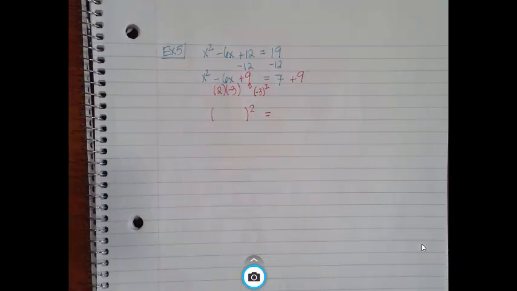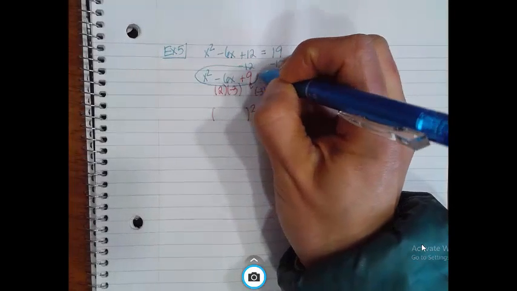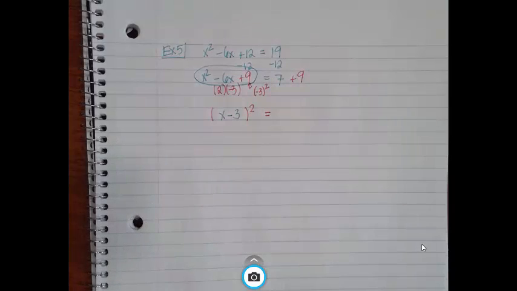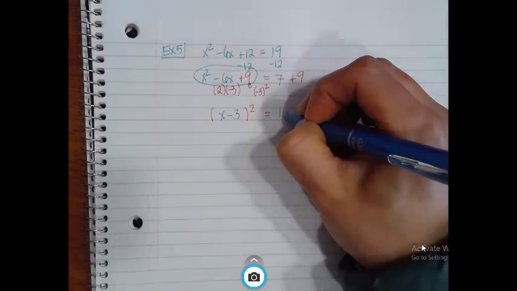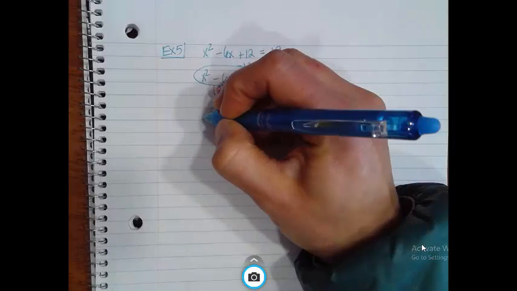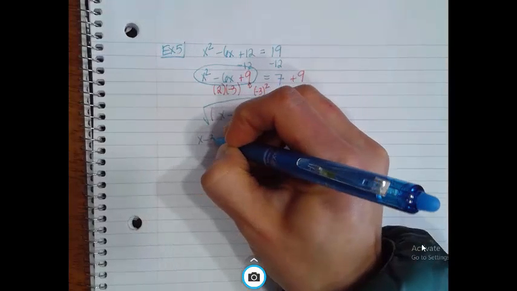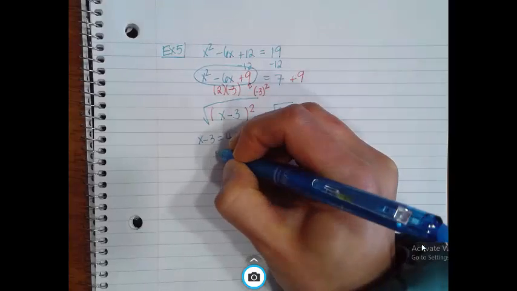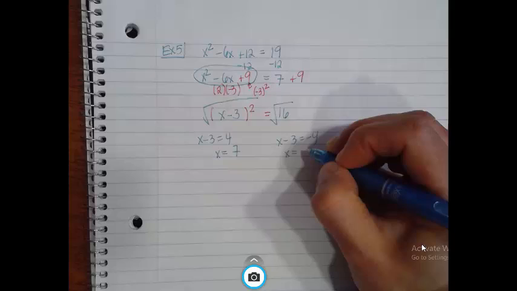If I add 9 to this side, I must add 9 to this side so that my equation is still true and balanced. Alright, so this now is the same as x minus 3 squared. And what do I have over here? 7 plus 9 is 16. Super. Now I have to take the square root of both sides. X minus 3 equals 4, or x minus 3 equals negative 4. Two solutions, x equals 7, or x equals negative 1.